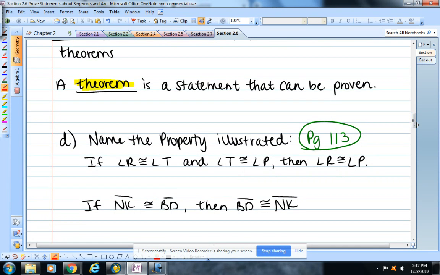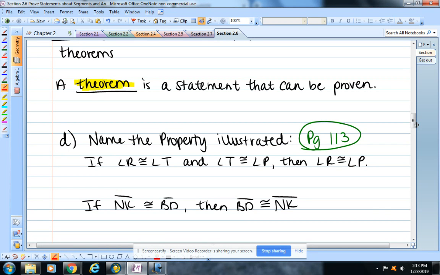This is on page 113. We've just talked about three major properties, and they're on your sheet. The reflexive property, the symmetric property, and the transitive. Okay, so let's just quickly go over those three.